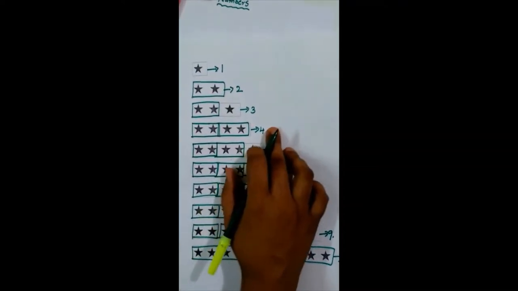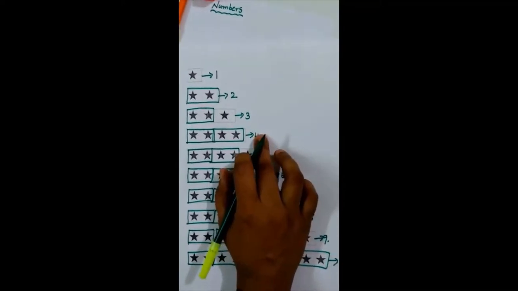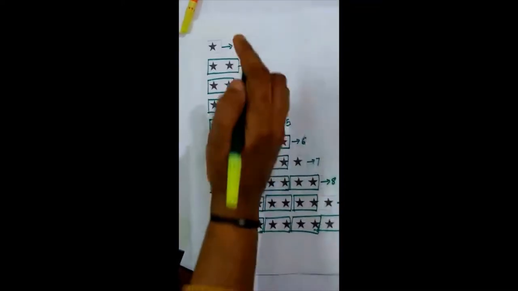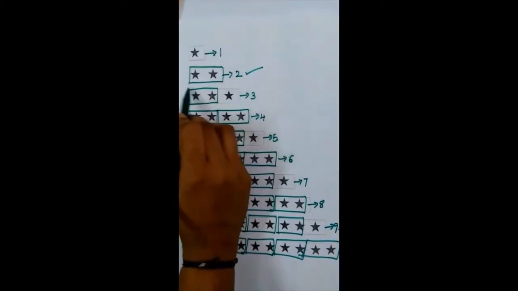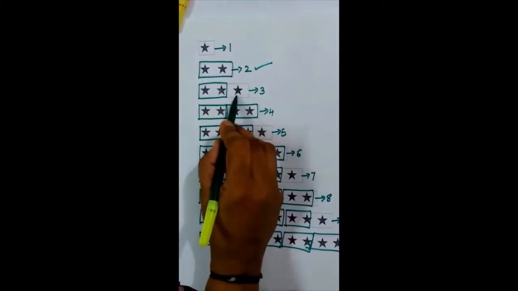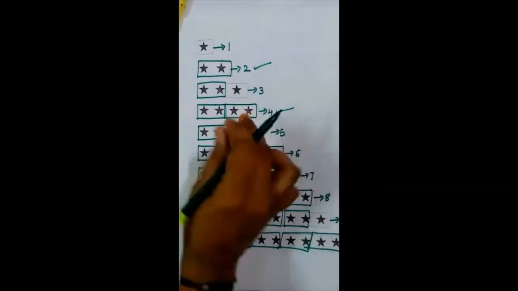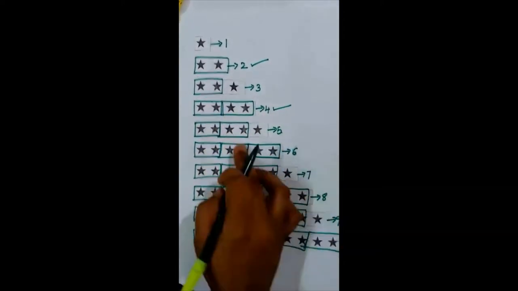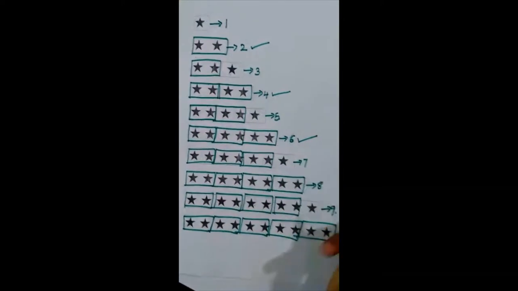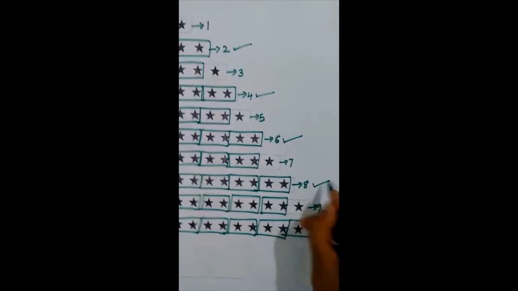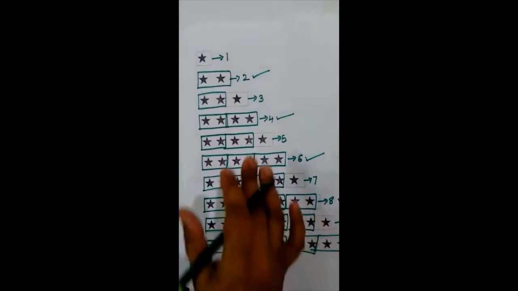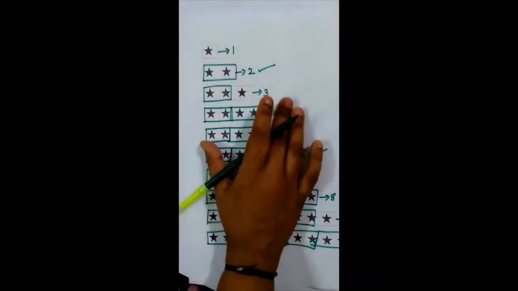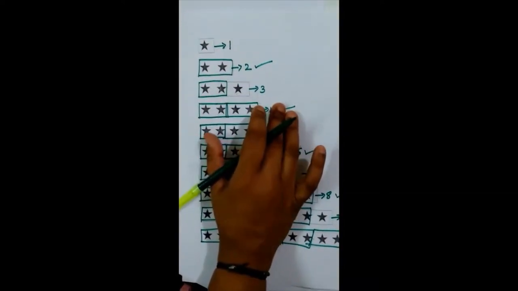So, can you identify, children, which of the numbers we can make into exact pairs? Now, see here. We can observe 2. This is made into an exact pair. Again, 4. Exact pair. Nothing is left over. Similarly, we can see 6, 8, and 10. Understand? So, can you identify, children, which numbers cannot be made into exact pairs?